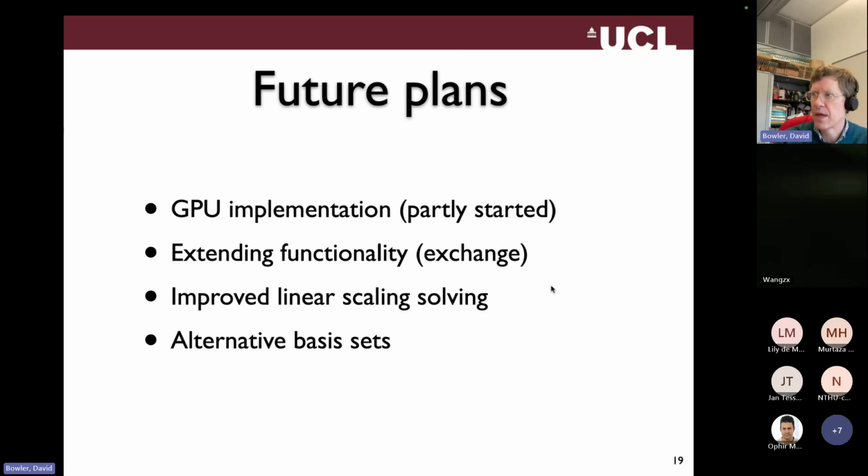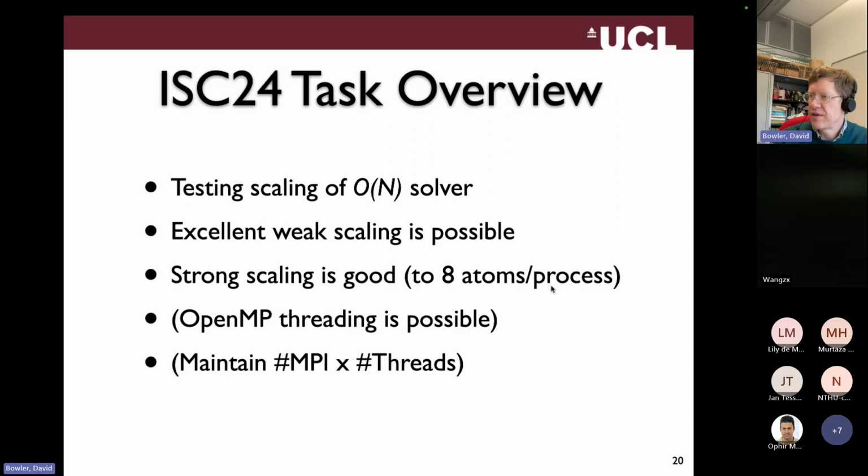So just to finish, Ophir asked me to talk about the task overview for this competition. And what you're going to be doing is testing the scaling of this order n solver.